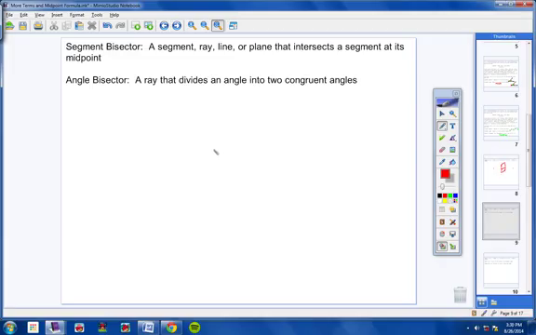An angle bisector. Please write this down. It is a ray that divides an angle into two congruent angles. A ray that divides an angle into two congruent angles. Please copy this in your notes and then draw this picture. Here's our angle.